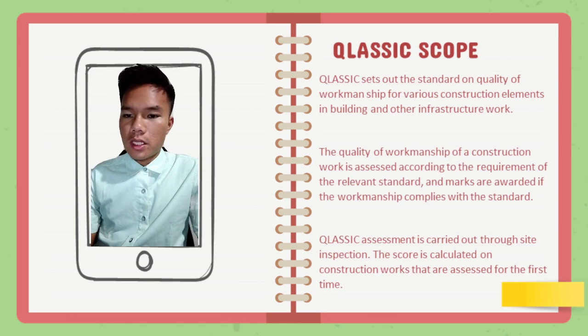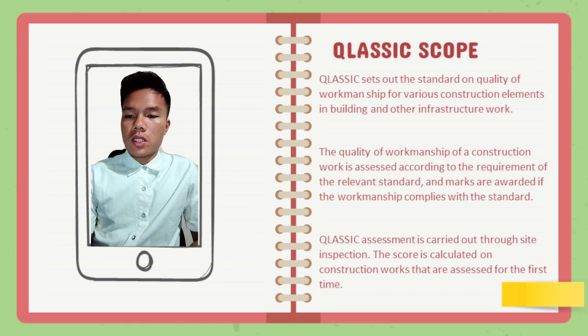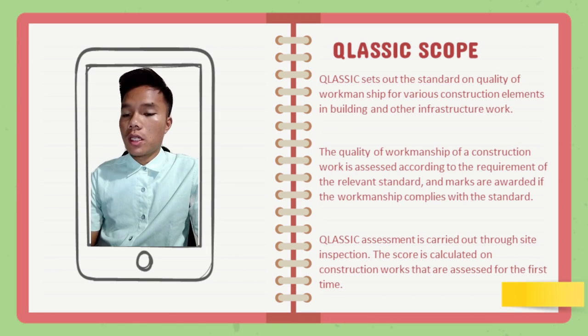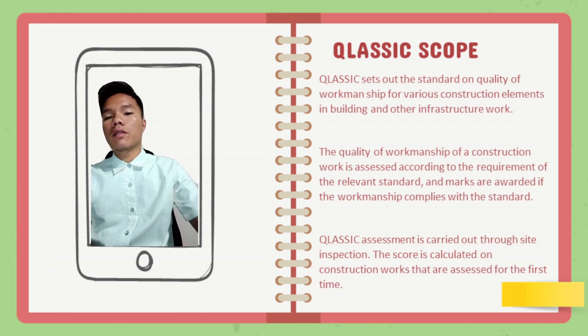QLASSIC assessment is carried out through site inspection. The score is calculated on construction works that are assessed for the first time.